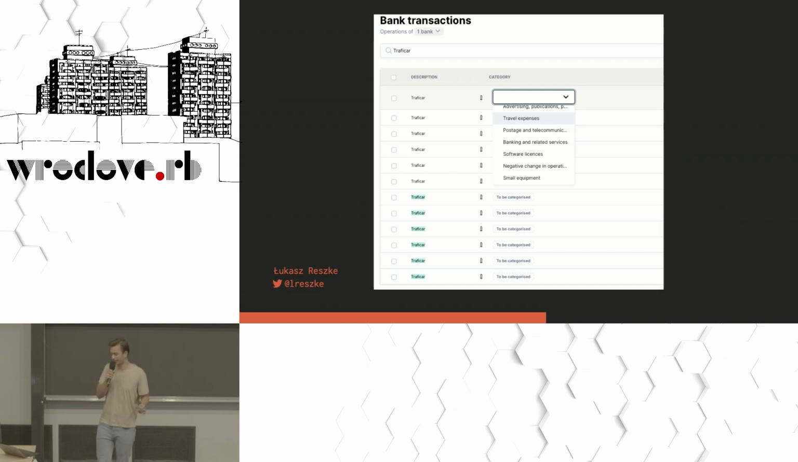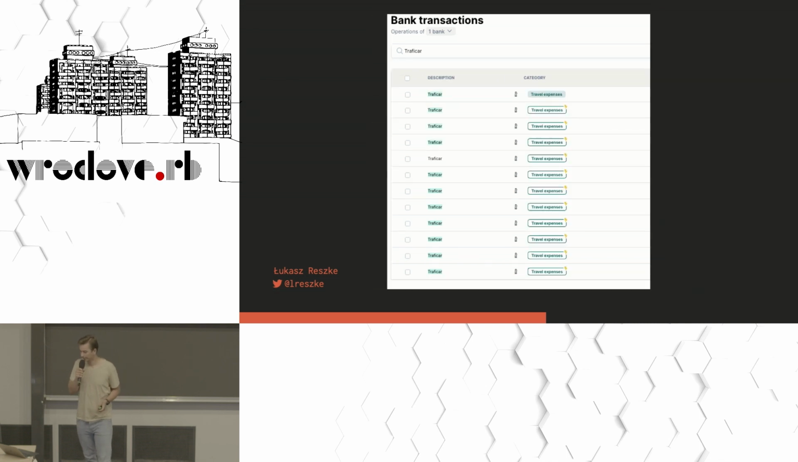Traficar is the car that you can rent in Poland. So once I do that, I checked and I selected travel expenses, and you can hopefully see that the first one is green, and the other one is just a border of green. And that means that those transactions are automatically classified for the user, right? Because, well, we don't want them to do it on their own. That's not the purpose of buying software.